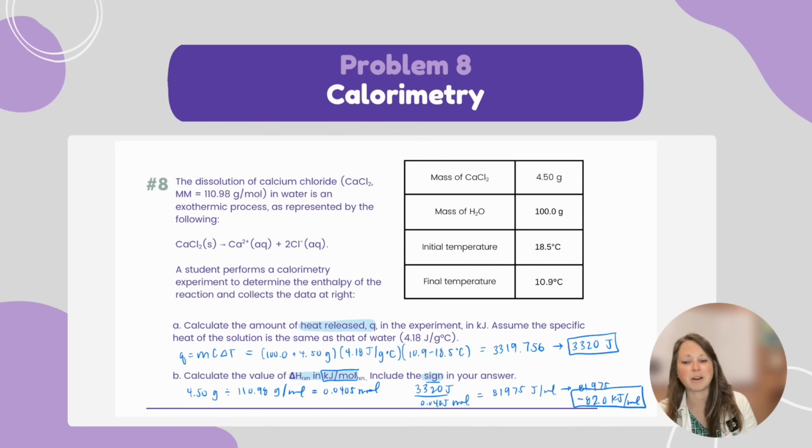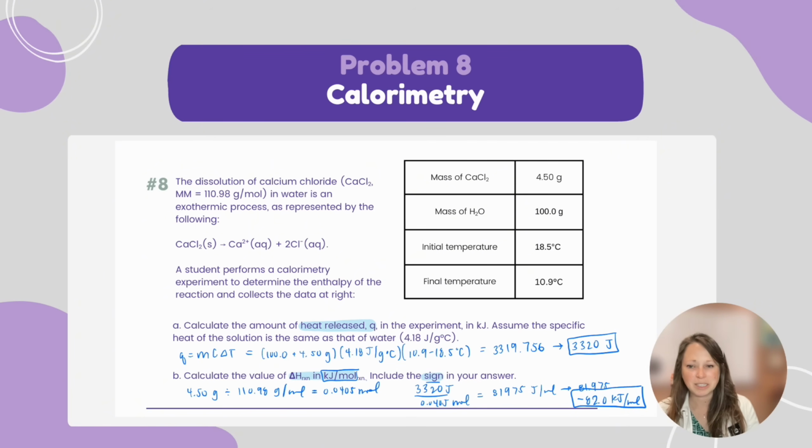So what we're going to do now is take our 3,320 joules, divide that by the moles, and we get a really big number because it's asking for it in kilojoules per mole. So take that number, divide by 1,000, and then be careful. This one asks for us to include our sign. Again, it's kind of given the heat is released. That's a sign that this is an exothermic process. We need a negative sign here.